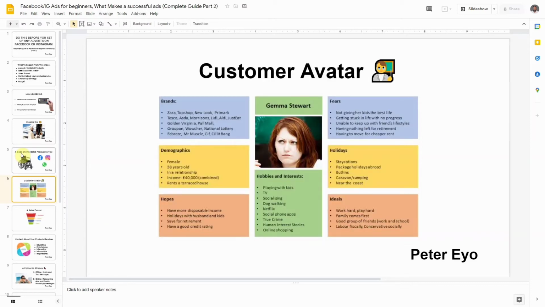The next thing you need to have is your customer avatar. This is a representation of who your customer is. If you've not watched the first part of this video, I took my time to explain what a customer avatar is. A customer avatar will help you know how to target your customer online.